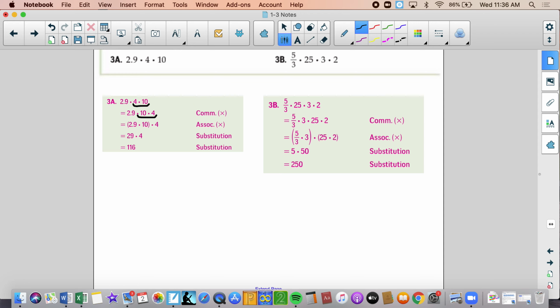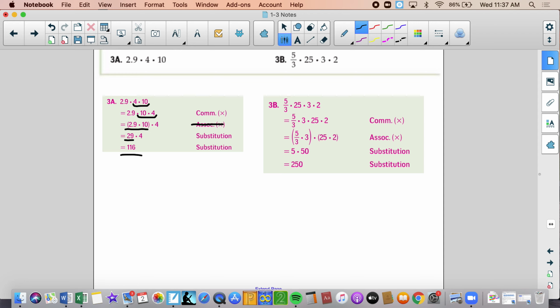And then, technically, this isn't the associative property because order of operations tells me I would multiply left to right anyway. So I would do the 2.9. So I disagree with that. That is naturally what we're going to do. So we do 2.9 times 10 gives me 29. That is definitely the substitution. And then I would multiply 29 times 4, which gives me 116, which is absolutely the substitution, using substitution property.